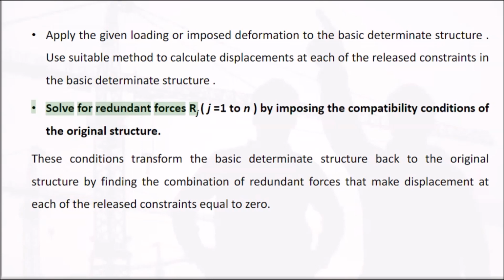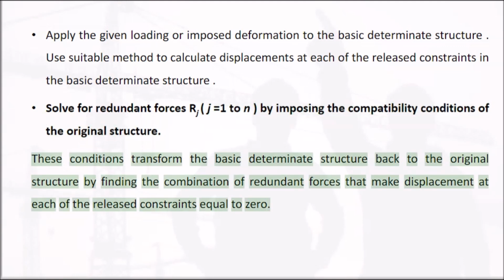Solve for redundant forces R_j, j equals 1 to n, by imposing the compatibility conditions of the original structure. These conditions transform the basic determinate structure back to the original structure by finding the combination of redundant forces that make displacement at each of the released constraints equal to 0.